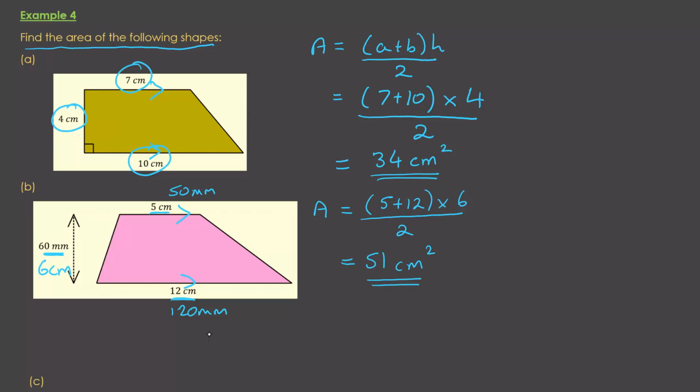Now just pause for a second and think about what you think the answer is going to be in square millimeters. Is it going to be 510? Because 51 centimeters would be 510 millimeters? Or would it be something else? So let's just bear that one in mind and now work in millimeters. So we're going to have 50 and 120. We're going to times by 60, and we're going to divide by 2.